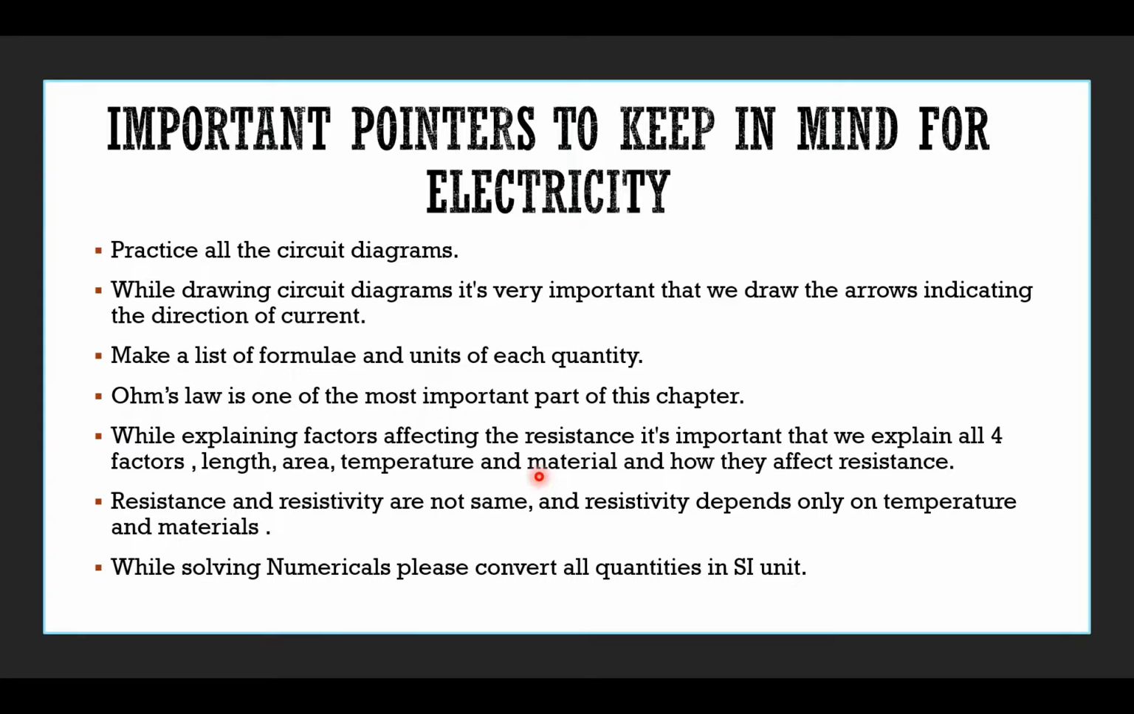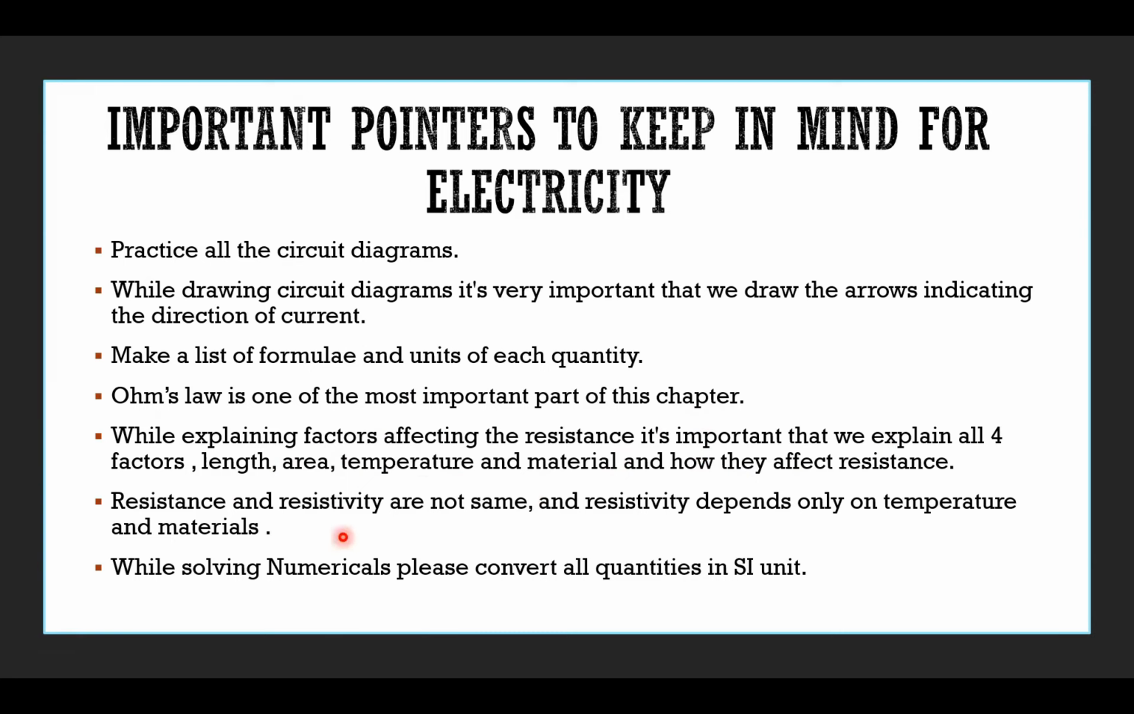Now coming up to the factors of resistance, usually this question is asked: state the factors affecting the resistance, and what are the factors, how many factors. So usually students write only 2 or 3 factors, and even if they write 4 factors, they don't explain why. So you will have to mention length, area, how they are related, temperature, how temperature and resistance are related for the material, and different materials obviously have different resistance.